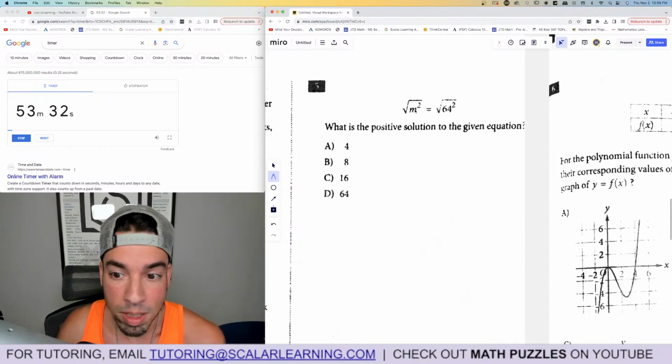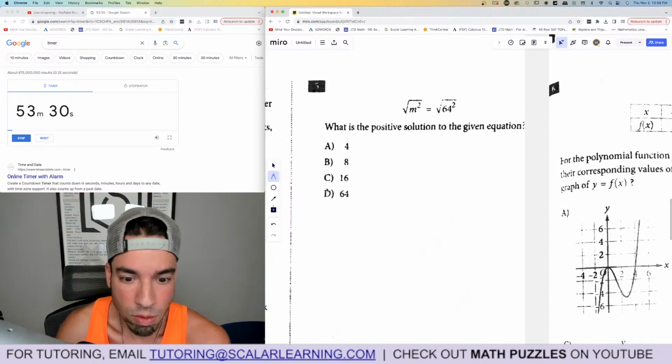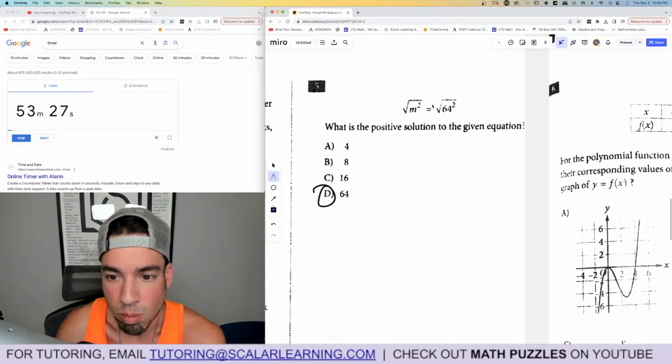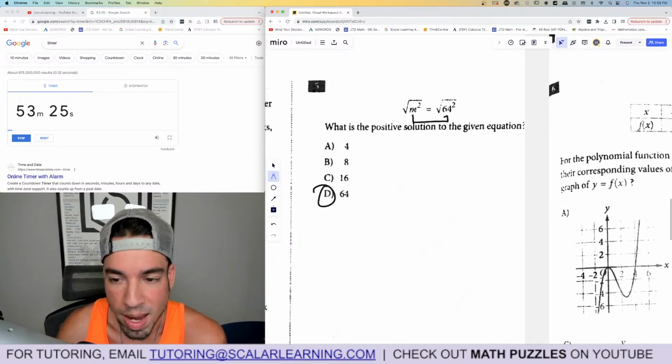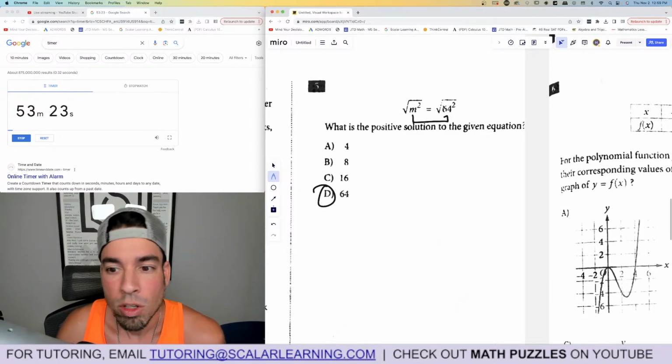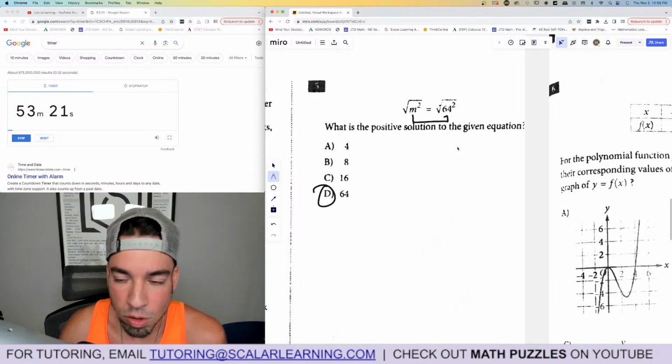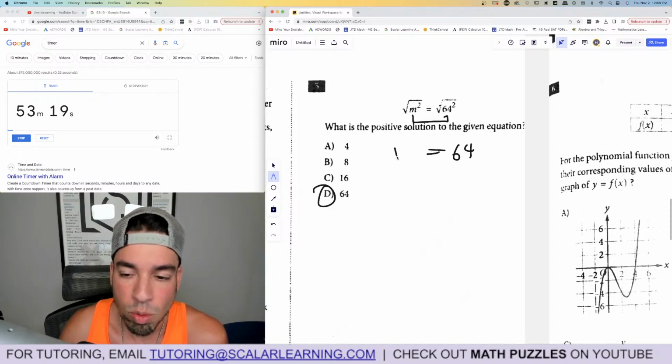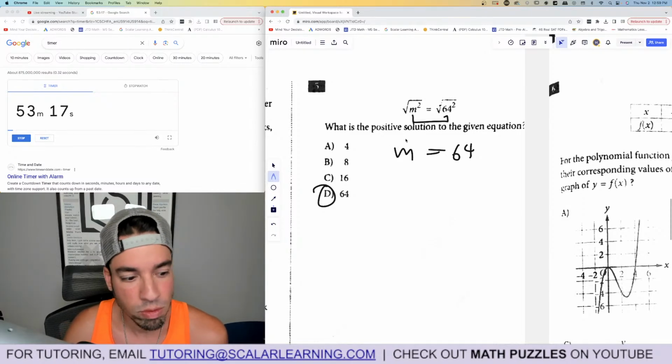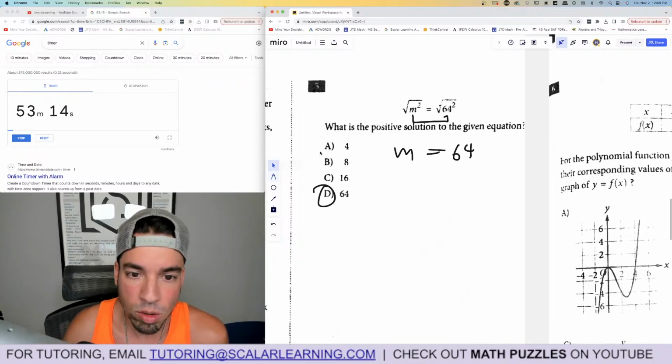Well, I mean, it's got to be 64 because they're literally identical on both sides. The only difference is m and 64, so m has to equal 64. You can square root it and do all that. The square root of a square is just m, or technically the absolute value of m, but it doesn't matter. So m equals 64. Boom, done.